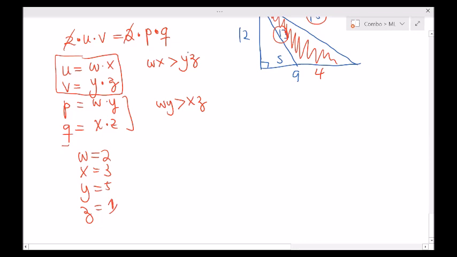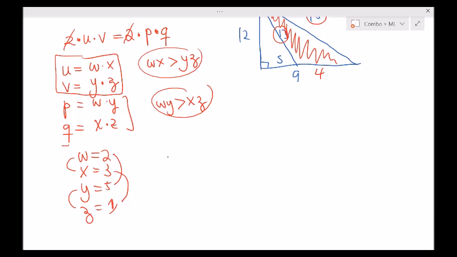Let's see, first of all, if it satisfies these conditions. So W times X, is it greater than Y times Z? Yes. Is W times Y greater than 3 times 1? Yes, again. Okay, so technically it should work. Based on W, X, Y, Z like this, which triangle am I going to obtain? What is the U, V, as well as the PQ?